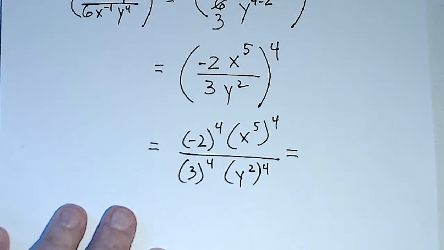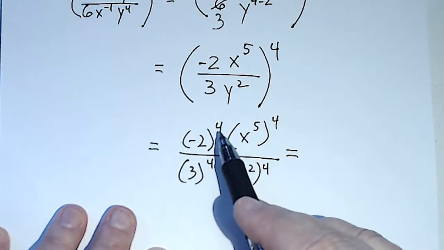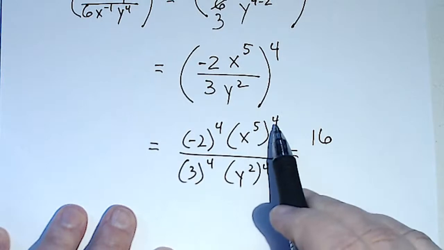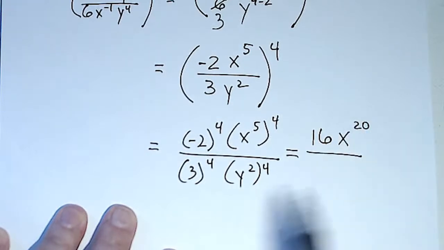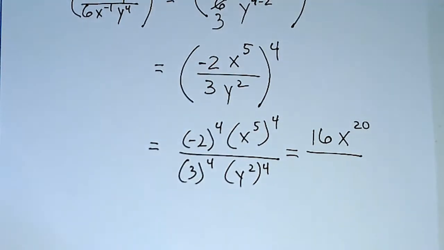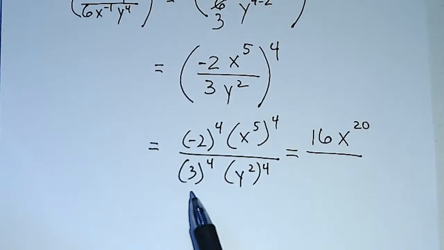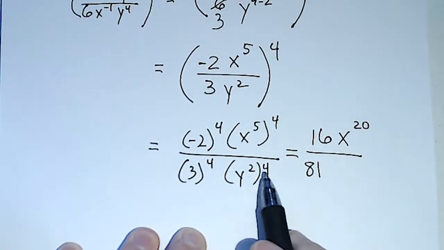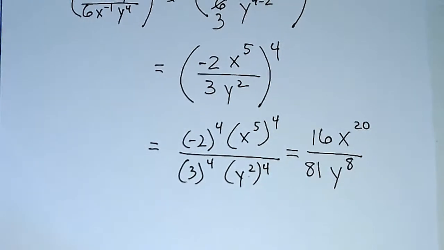So now, -2, the quantity to the fourth power, is going to be a +16. When there is an exponent inside and an exponent outside, you multiply. So this becomes x to the 20th. 3 to the fourth. A lot of people have trouble with fourth powers. That's basically 3 squared squared. So 3 squared is 9. 9 squared is, you got it, 81. And y squared to the fourth, you multiply these two and you get y to the eighth. Bam. And we're done with that problem.